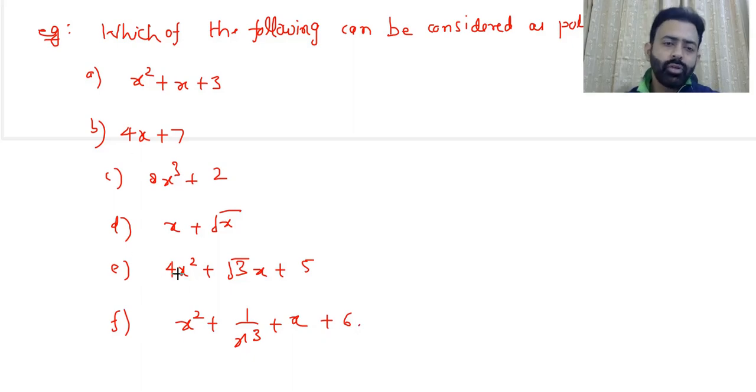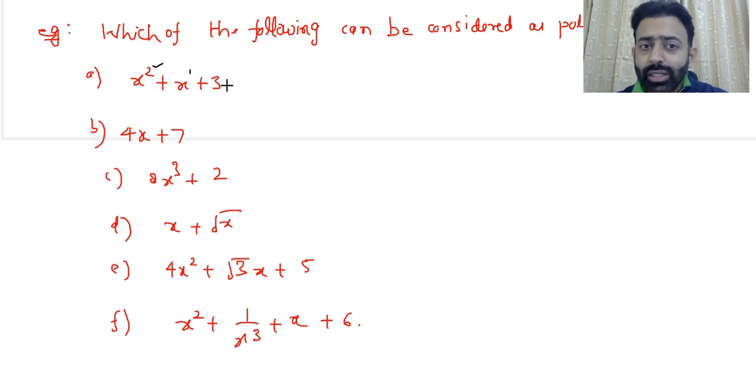Okay, so all these will be called algebraic expressions, but not all the expressions will be called polynomials. The only deciding factor is that the exponent of the variable must be a whole number in each and every term. So if you consider the first one, here the exponent is 2, which is positive, here the exponent is 1, and what about this?